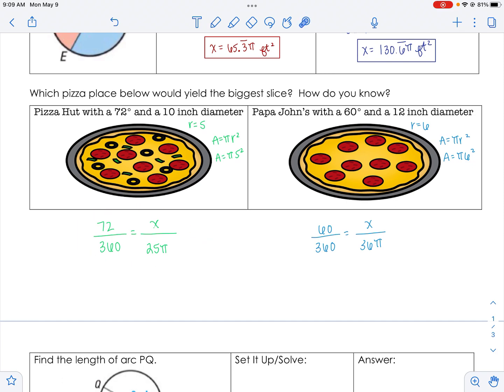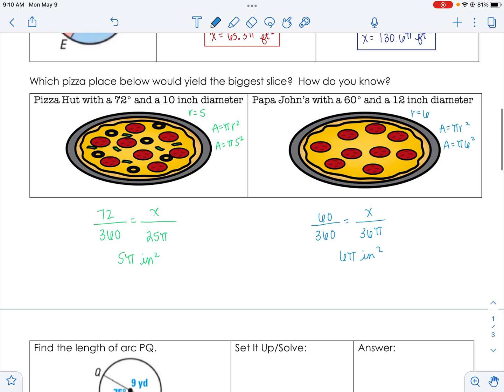So whenever you cross multiply and divide here, we get 5 pi inches squared. And then over here, whenever we cross multiply and divide, we're going to get 6 pi inches squared. So which one's bigger? Which one has the bigger slice? Papa John's has the bigger slice. So that's our answer.